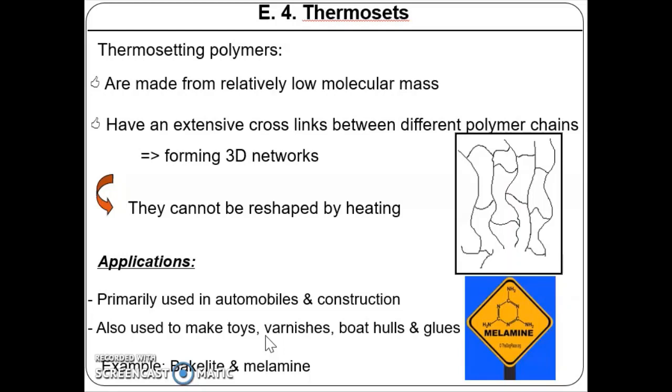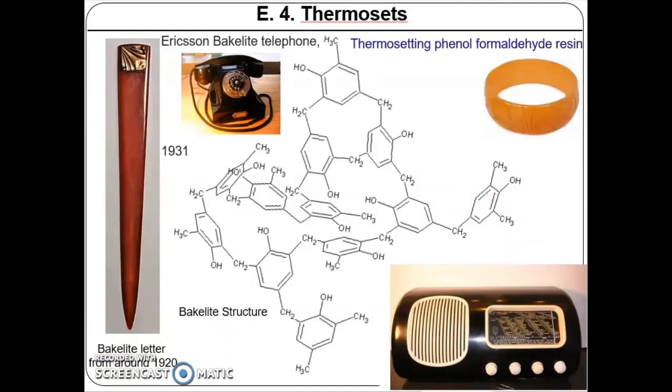Examples of thermoset polymers: we have bakelite, we have melamine, and polyvinyl chloride also, with high cross links, becomes a thermoset and we use it for example to make sinks.